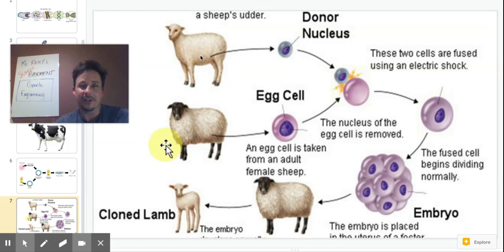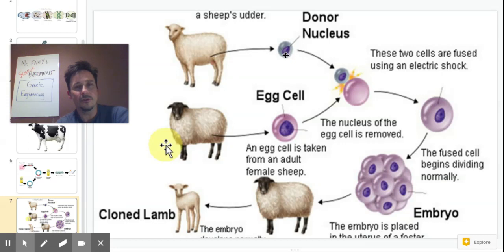So check out the way that this was done. It's actually kind of crazy. What they did is take a cell out of the sheep. They actually took it out of the sheep's udder. They removed the nucleus from the cell of that sheep. And as you may remember from earlier in the presentation, that nucleus holds the DNA.